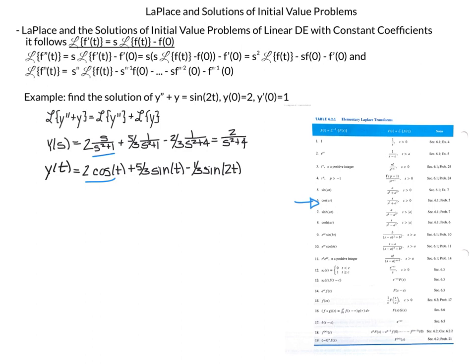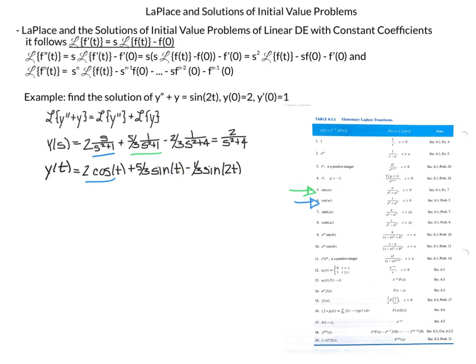Now I need to look for something that looks like 1 over s squared plus 1. Let me look. No, not an s, just an a over s squared plus a squared. So this works when a is equal to 1, and that's my sine function here. When a is equal to 1, I'm going to have my 5/3 sine of 1t.